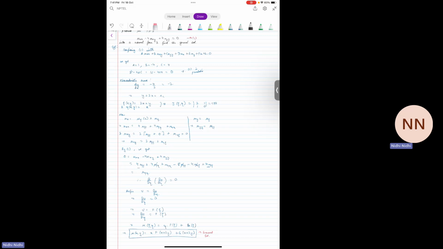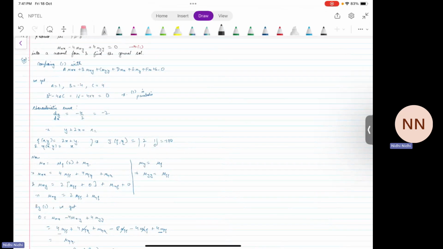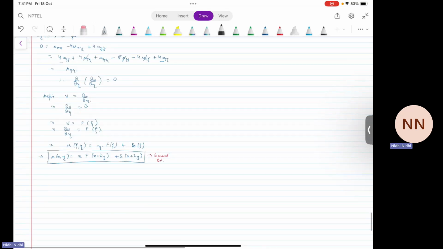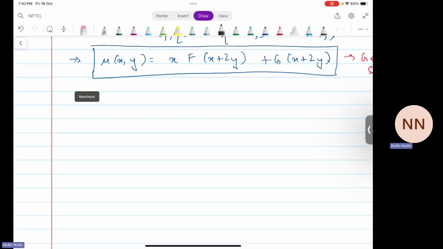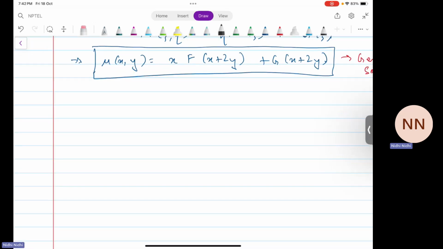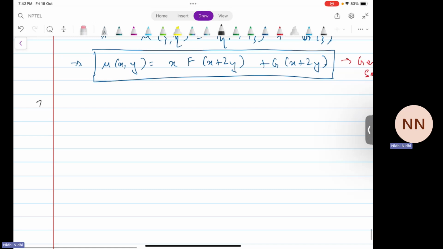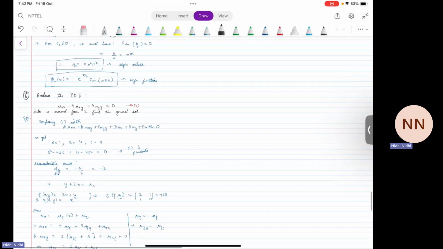Next, we will solve an initial value and initial boundary value problem. There we will have some initial conditions as well as boundary conditions for a partial differential equation. So let's move to the next question, question number 6.